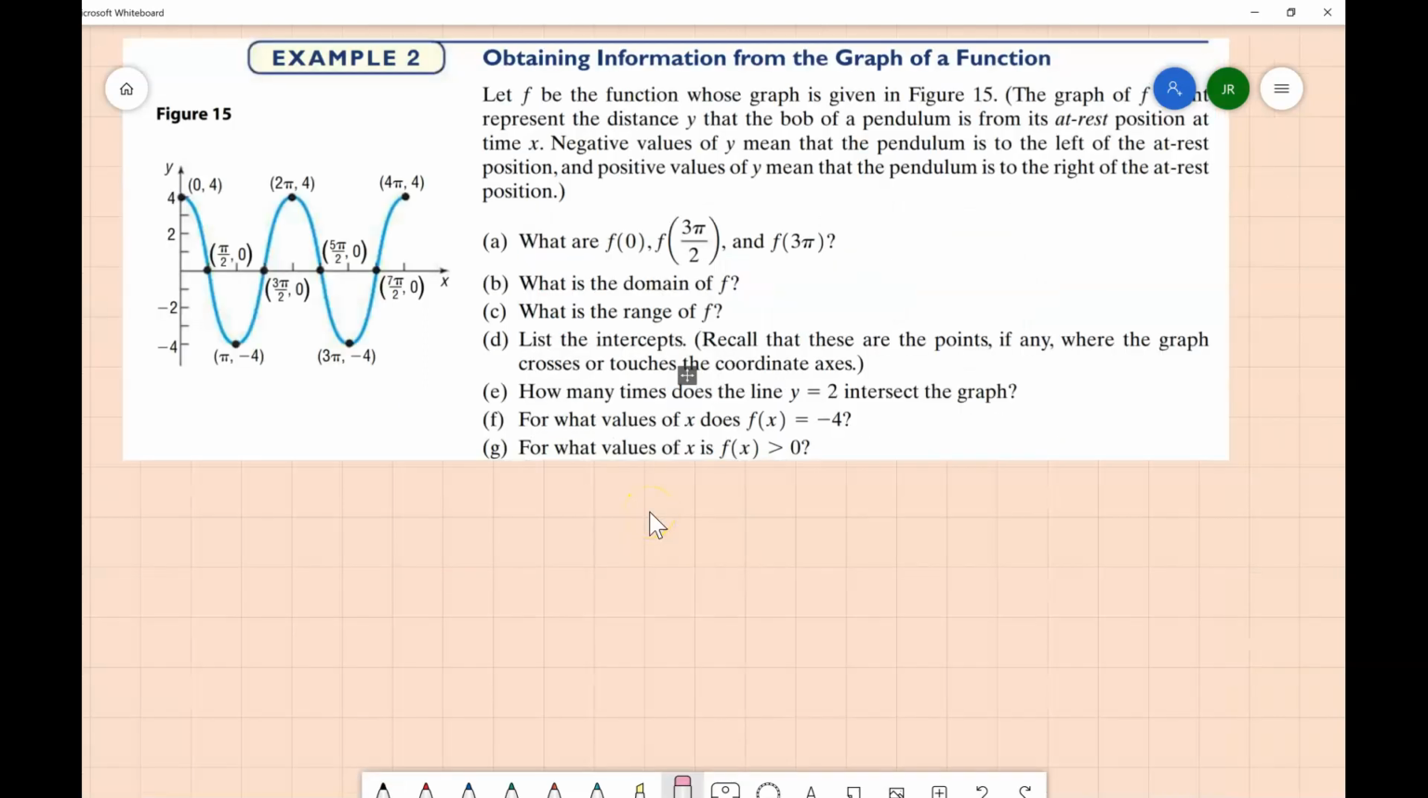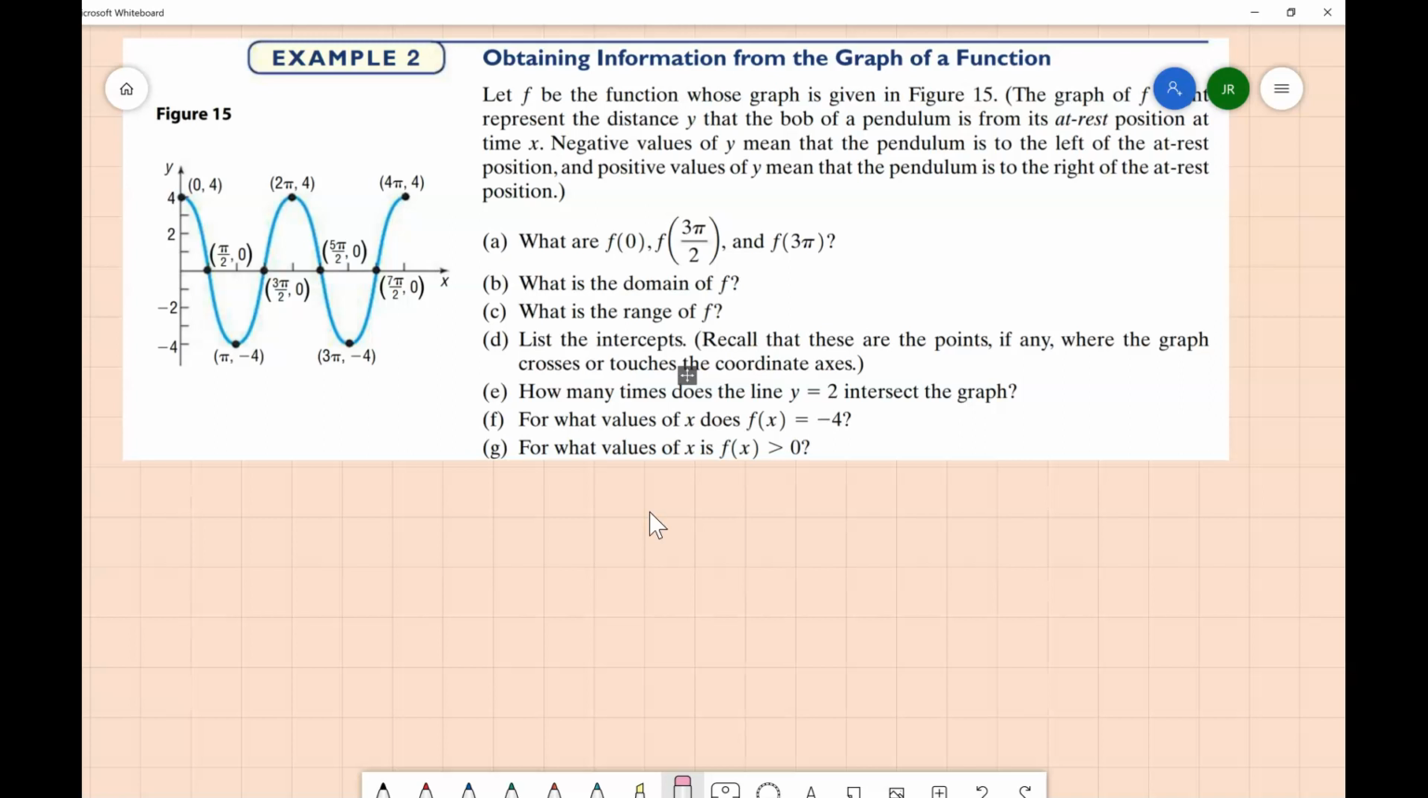Our next example is about looking at the graph of a function and obtaining information about the function from that graph. This is the graph of a pendulum, like a grandfather clock pendulum bob, and it's the graph of the distance that the bob is from its resting point, its equilibrium point, at some time x. So y is the distance the bob is from its equilibrium point, where it would be if it was at rest, and x is the time that passes by.